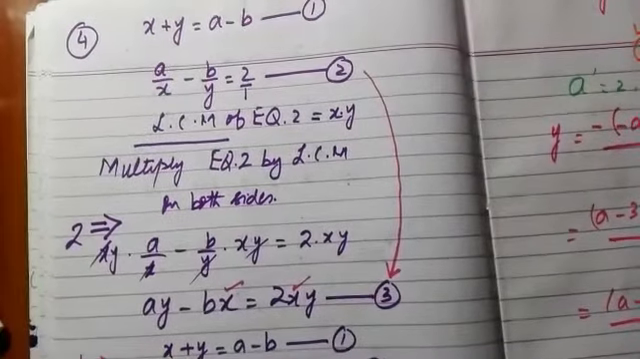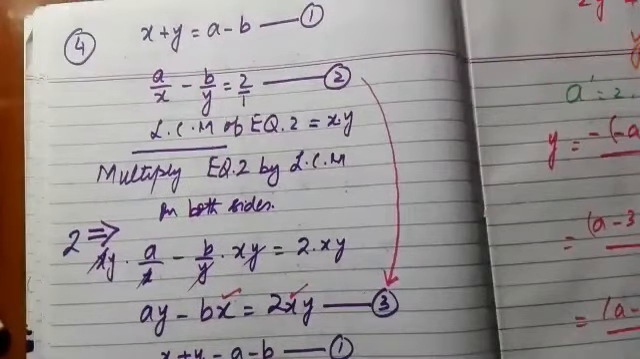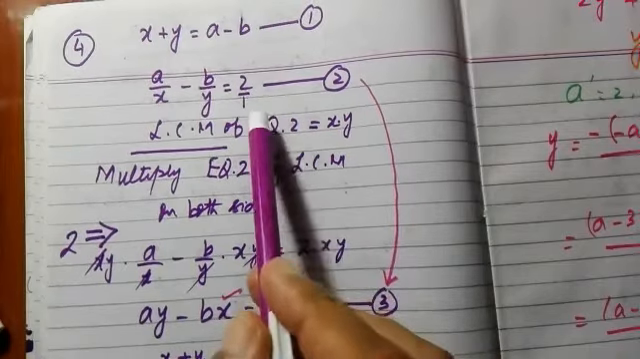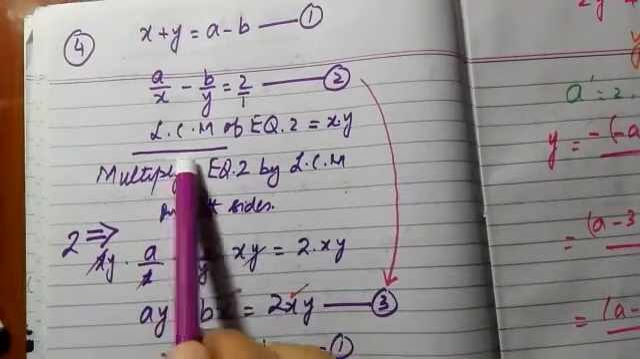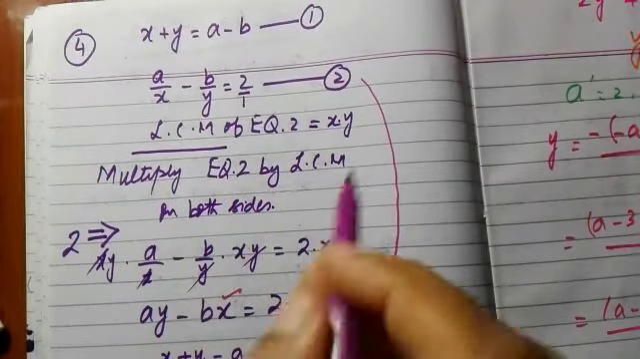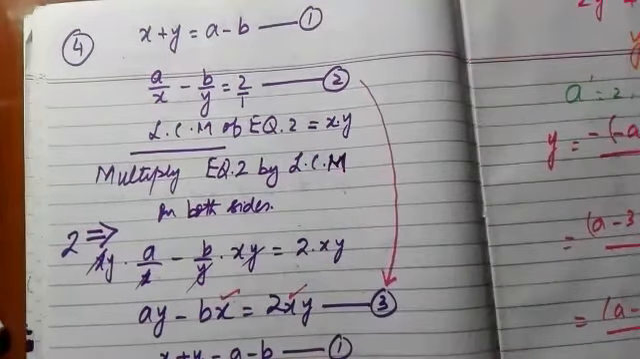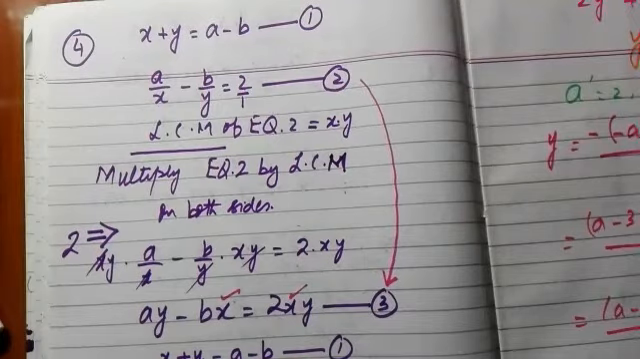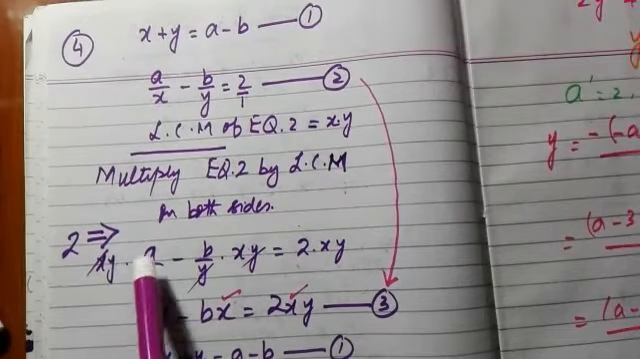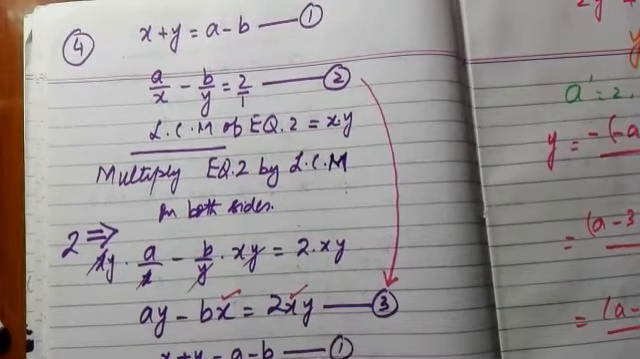Let's start from there. If you look at question number 4, in which equation number 1 is x plus y equals a minus b, and equation number 2 is a over x minus b over y equals 2. The LCM of equation number 2 is xy, so multiplying equation number 2 by the LCM on both sides, equation number 2 will be xy times a over x minus b over y times xy equals 2xy.